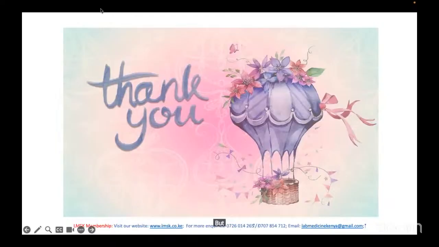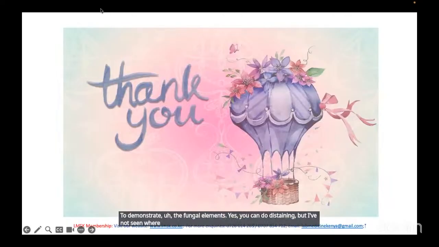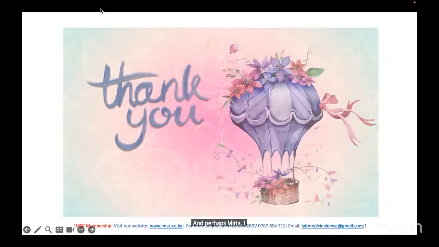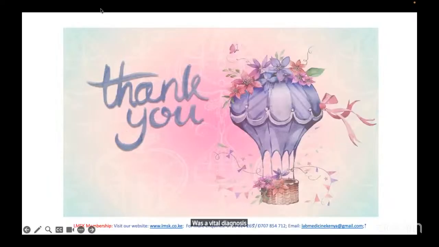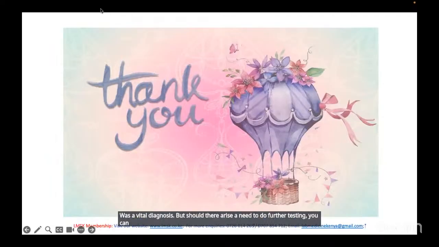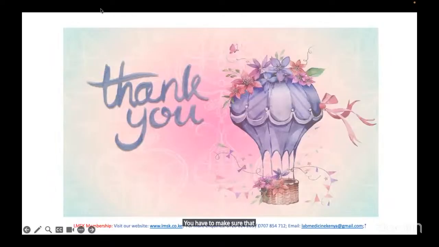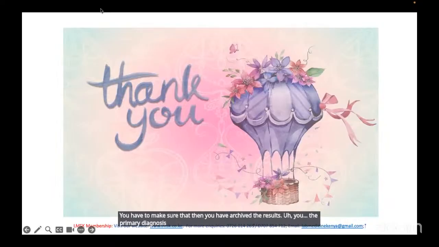But assuming that that is the same slide that you have and you would want to demonstrate the fungal elements, yes, you can do this staining. But I've not seen where we are doing special stains on pap smear. And pap smear here, I refer to as a specimen that has been collected from the cervical epithelium for cervical diagnosis. But should there arise a need to do further testing, you can destain the slide, but you have to make sure that you have archived the results. The primary diagnosis, you have to put it somewhere so that you have a backup.